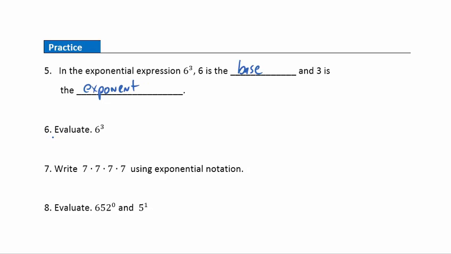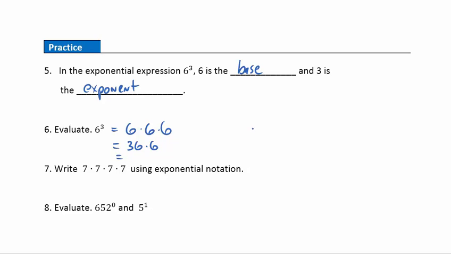So in question 6 here, we're asked to evaluate 6 to the 3rd power. Well, that means I need to have 3 factors of 6 getting multiplied together. So I'd say, okay, 6 times 6 is 36. And then we need to multiply that one more time.